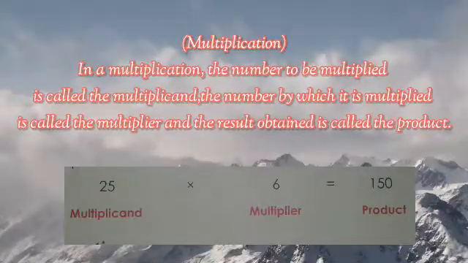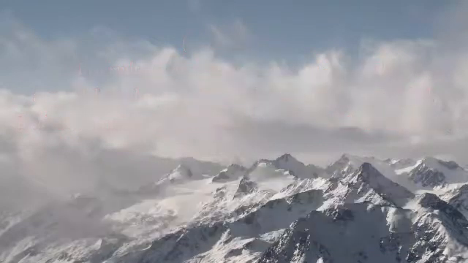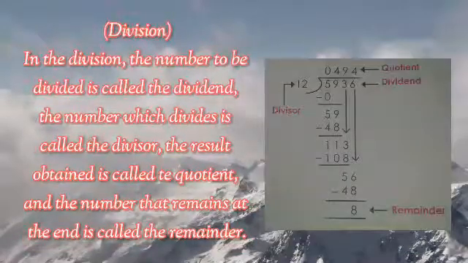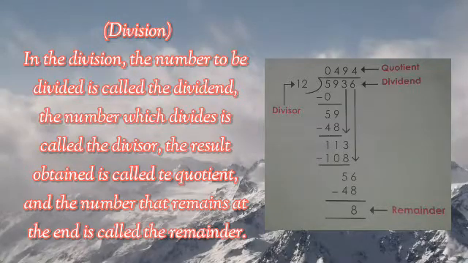Multiplication. In a multiplication, the number to be multiplied is called the multiplicand. The number by which it is multiplied is called the multiplier, and the result obtained is called the product. Division. In the division, the number to be divided is called the dividend. The number which divides is called the divisor. The result obtained is called the quotient, and the number that remains at the end is called the remainder.